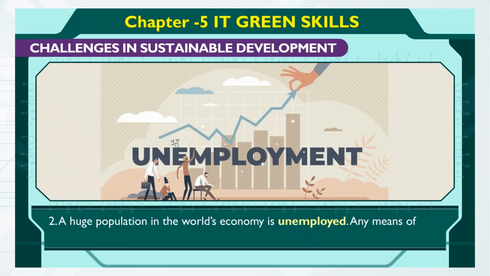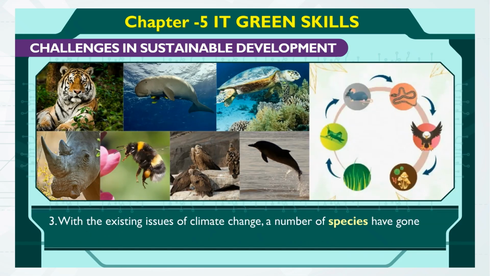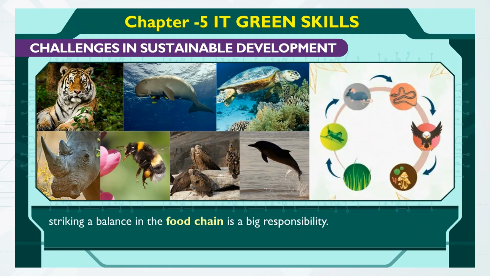2. A huge population in the world's economy is unemployed. Any means of earning, whether sustainable or not, is their ray of hope. 3. With the existing issues of climate change, a number of species have gone extinct and many are on the verge of extinction. Under such circumstances, striking a balance in the food chain is a big responsibility.